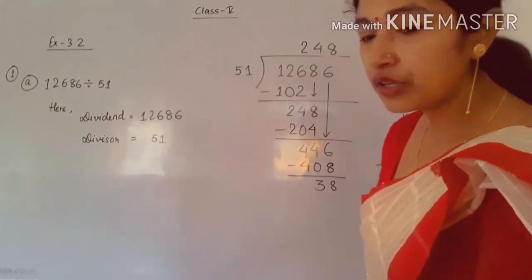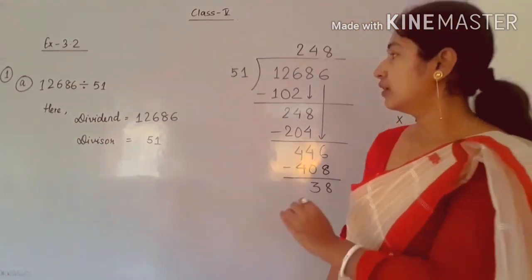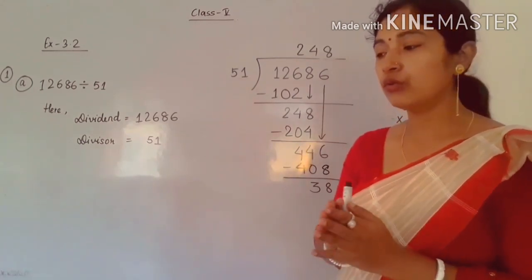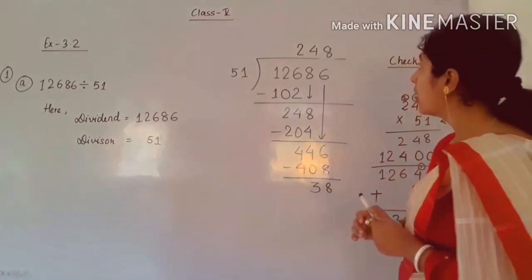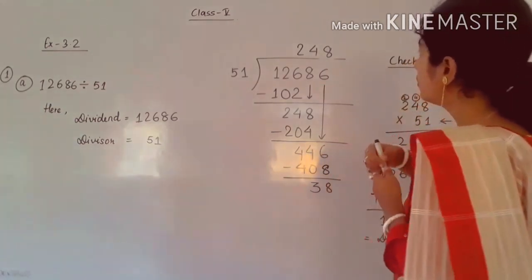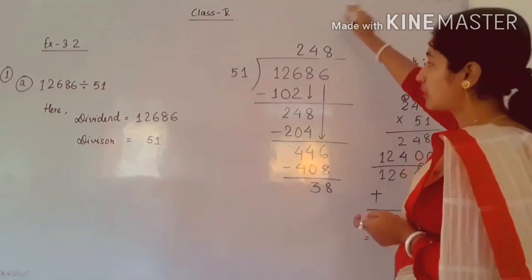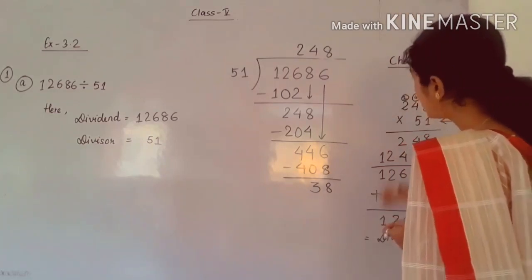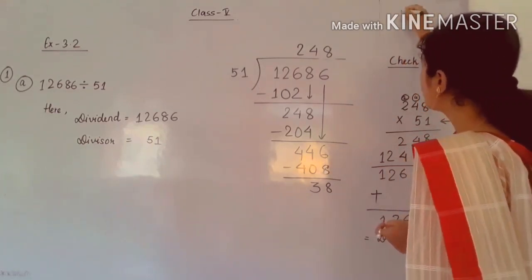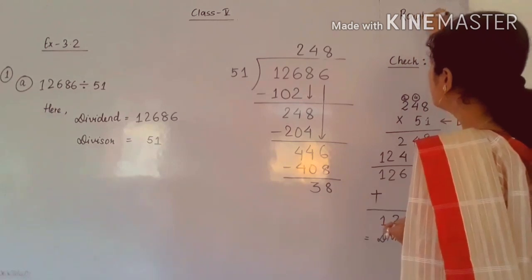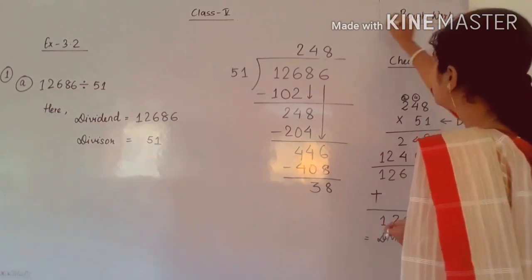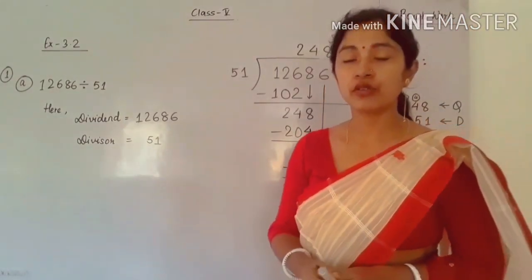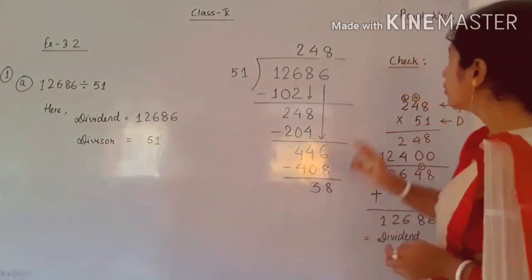See, 51 is a very big number as a divisor. So how to do it? In your copy you can make a margin to the right of your page. Suppose this is your page, you can make a margin like this, and in this free space you can do rough work. But now you are at home, so you can do the rough work in your rough copy or extra copy also.